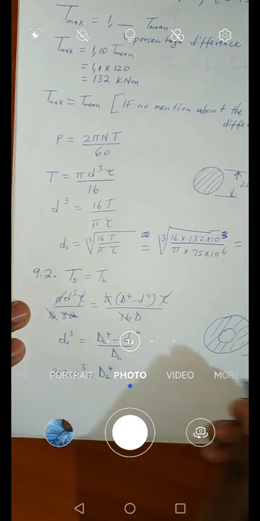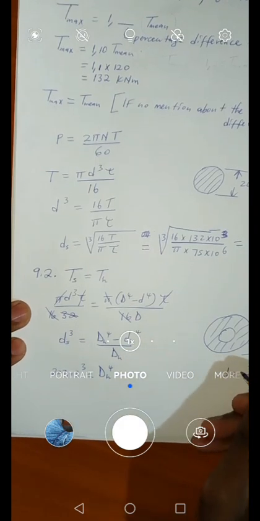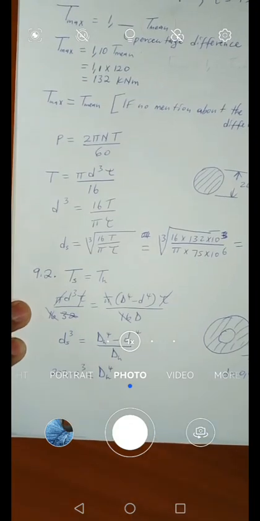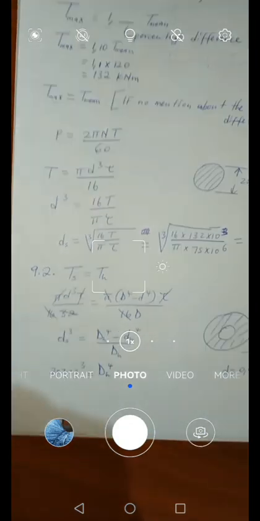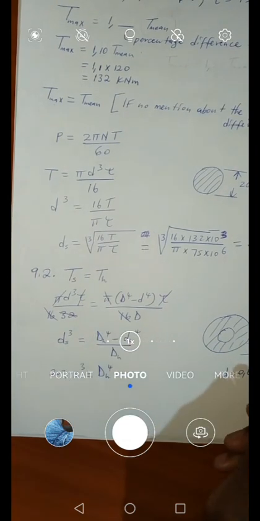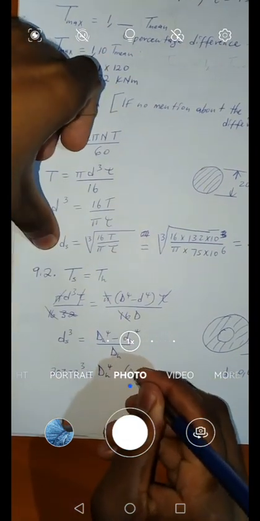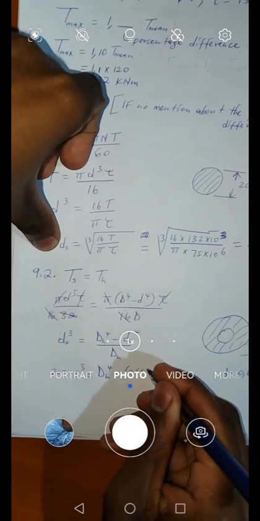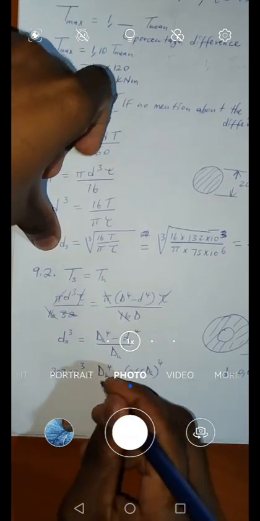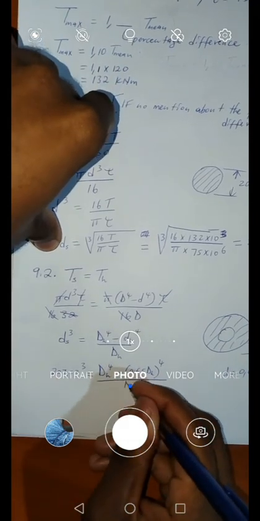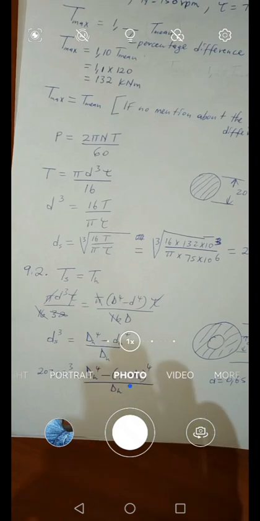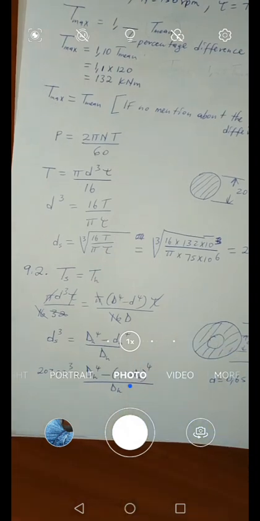So let me write it here. d equals 0.65 of the outer diameter. Then we're going to replace this small d, or the inner diameter, by this. Where you see this small d, you put this. Then you'll have (0.65 D) to the power 4 over D_h. Then from here you only have one unknown, which is D_h.